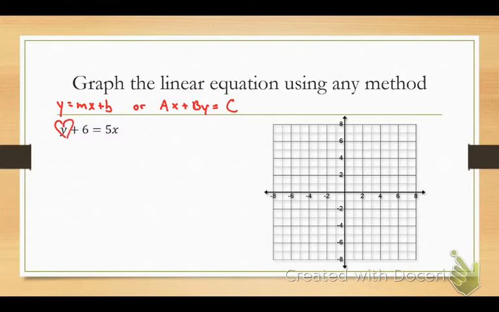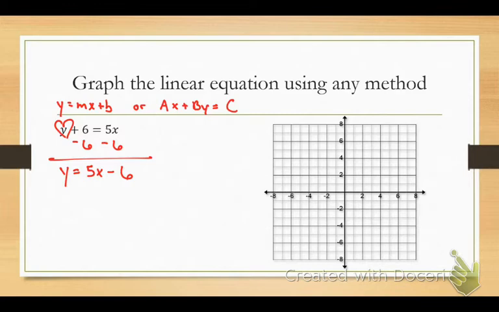All I have to do is solve for y to get y by itself. Write down this equation. Good, John, you got it. What do I need to do to get y by itself? Not plus 6, but subtract 6. Get it in slope-intercept form: y equals 5x minus 6, and now graph it. We okay?